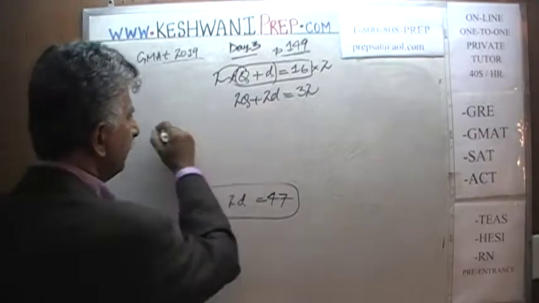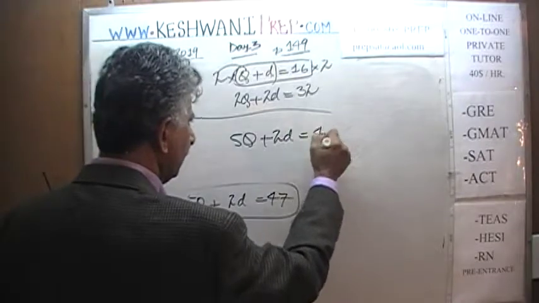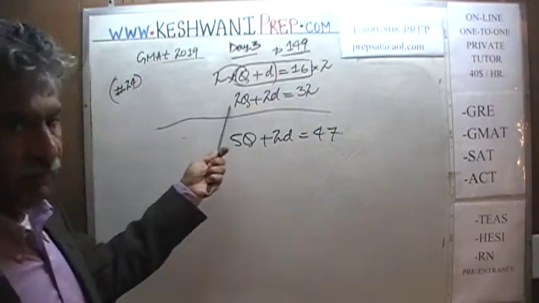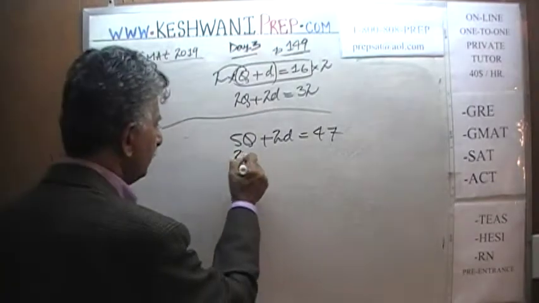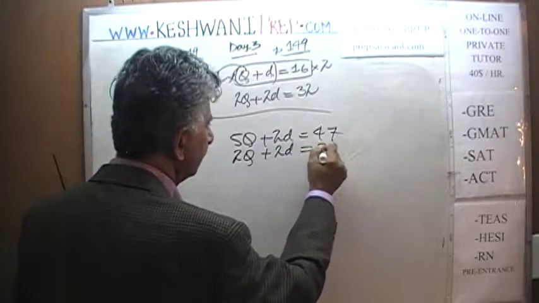Actually, let's put it a little bit higher. 5q plus 2d equals 47. As you see, 5q plus 2d equals 47. And let's put this equation underneath it. So we have 2q plus 2d equals 32.